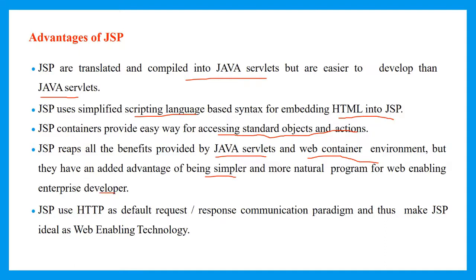JSP uses HTTP as a default request and response communication paradigm, and thus makes JSP ideal as a web enabling technology. In the JSP, we will make use of default objects: out is a default object, request is a default object and response is a default object.